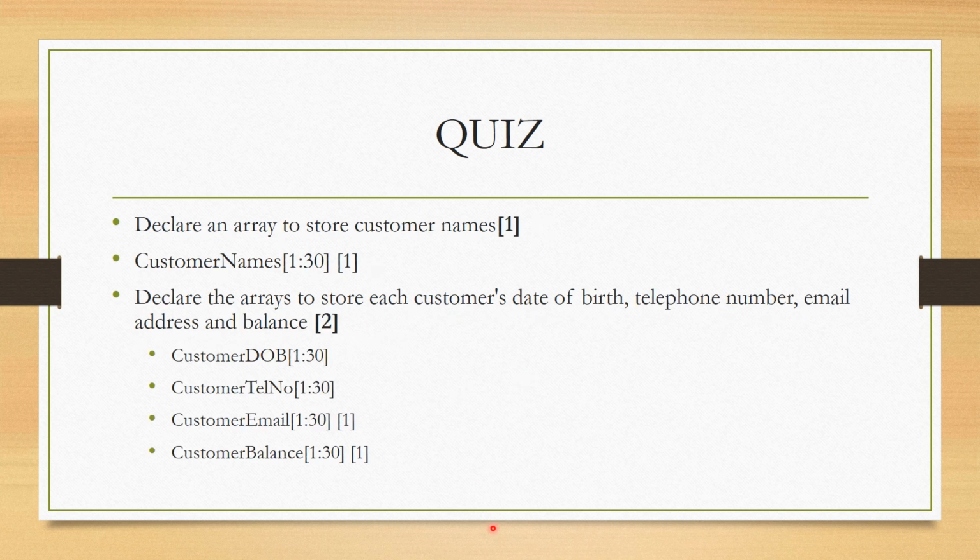Okay, so in this way, I can store the date of birth, telephone numbers, email, and balances in the same array. DOB is telling me date of birth, tel is the telephone number, and then email, balance, etc.